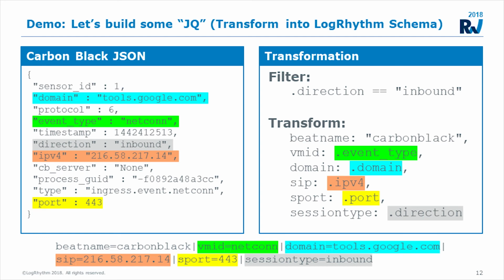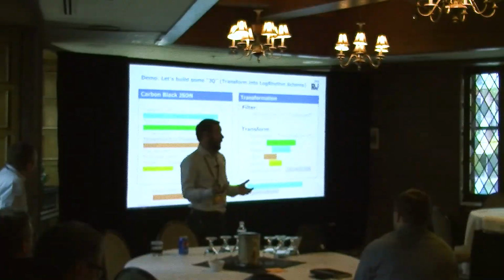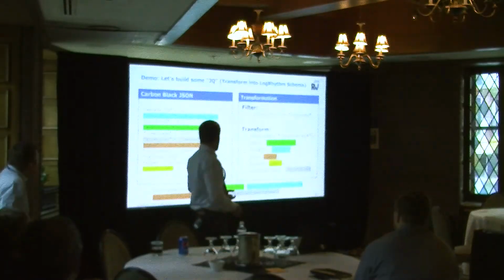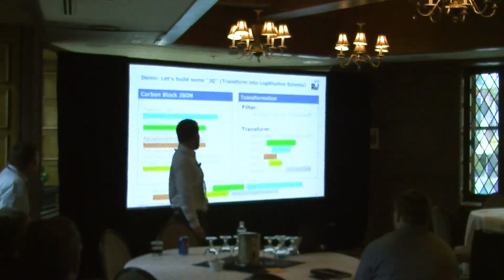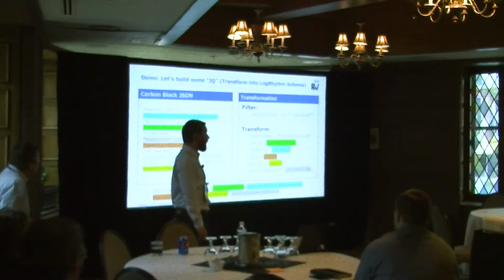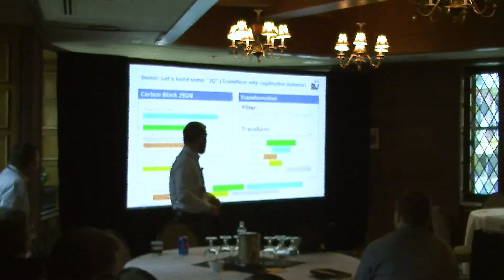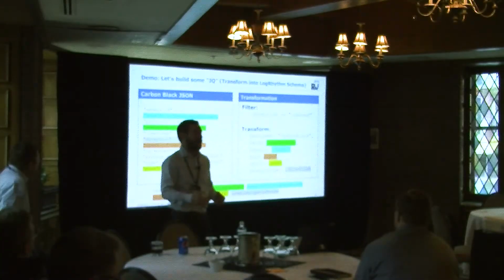Because if it's outbound, I'm probably going to switch from SIP to DIP, and I'd probably have a separate transform for that. But all I'm going to do is say my beat name is carbon black, that's just a string, and I'm going to map a LogRhythm field, like vendor message ID, to the event type field that comes from the Carbon Black JSON. Now, if this was nested JSON, if I had an object inside of an object, it would just be event type dot name.